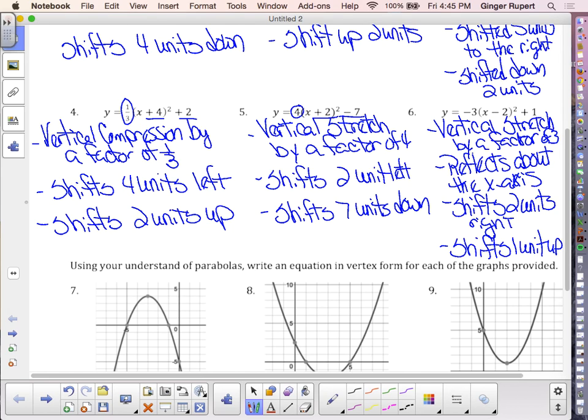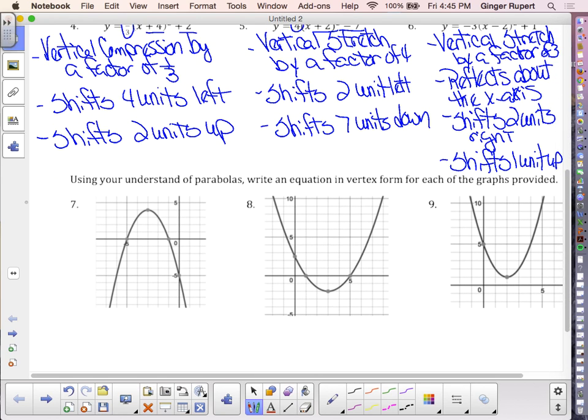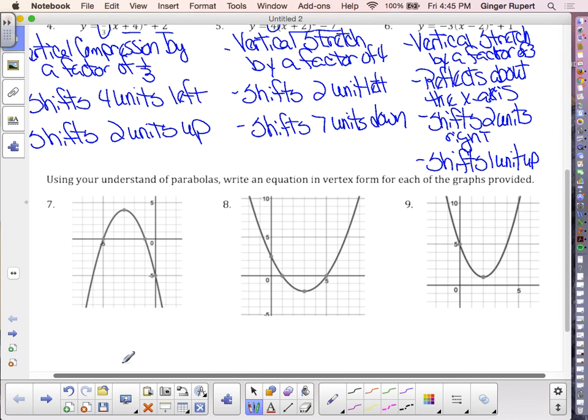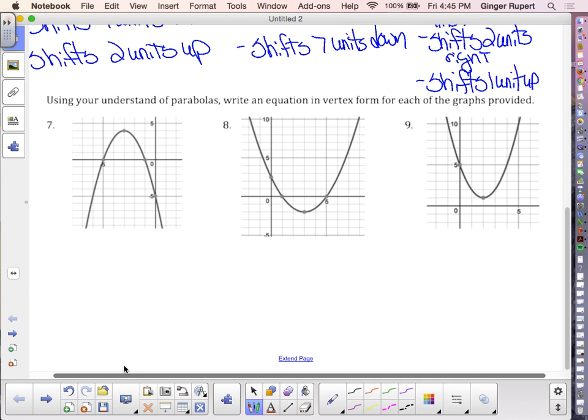Okay, so transformations, you're looking at the parent function y equals x squared, and you're looking at the function you're given, and you're describing in words where the new function is. Okay, last 3. That is using your understanding of parabolas, write an equation in vertex form for each of the graphs provided. So when you look at this, you're given a graph. You're asked to write it in, again, vertex form.